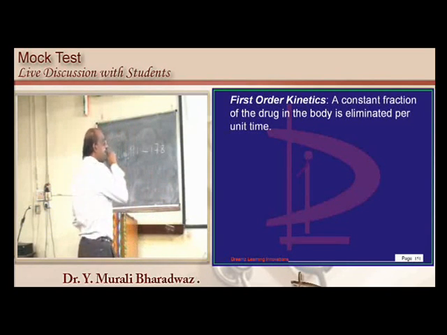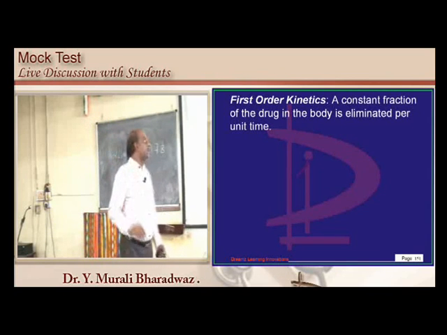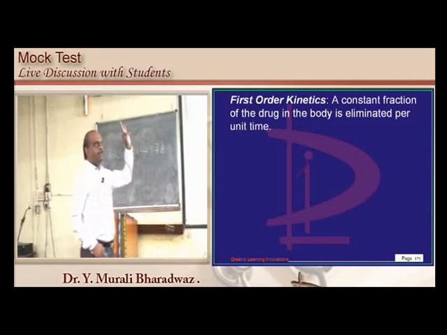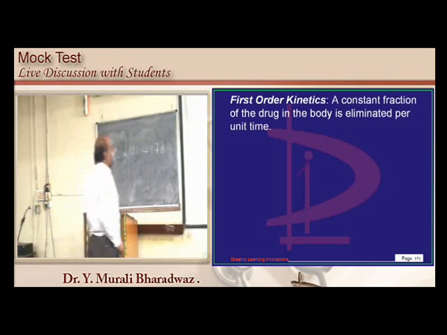So how many half-lives are there in 6 hours, doctor? 3 half-lives are there. So that is the reason 160 becomes 80, 80 becomes 40, 40 becomes 20. At the end of the third half-life is what needs to be remembered.